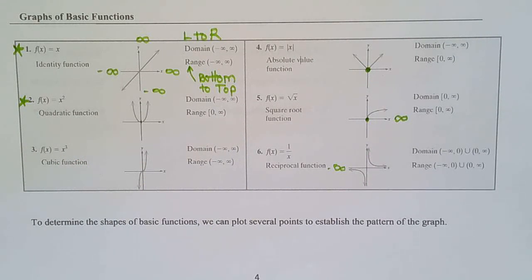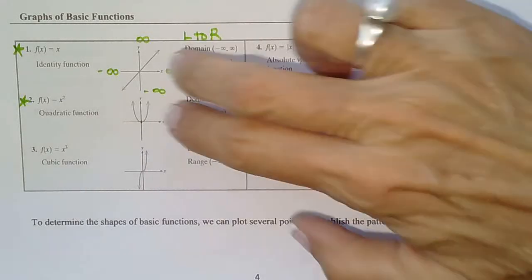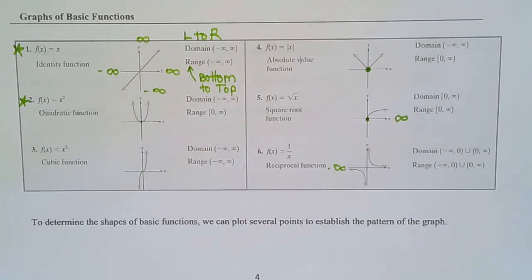But we do make t-tables for these so that we can kind of get the general idea. So we memorize the shapes, and then we do t-tables to get the actual points. Okay? But these are the two you're going to be responsible for in this class. These other ones you don't have to memorize in this class, but you will in the next.